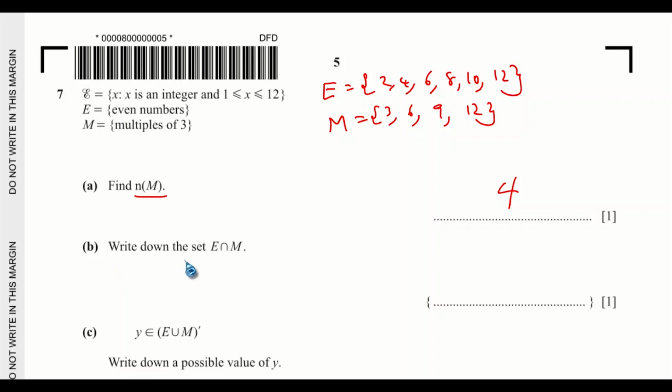Part B, write down the set E intersection M. Okay, so the common elements. If you look carefully, you see that we have 6 and 12. So you have 6, 12 here.